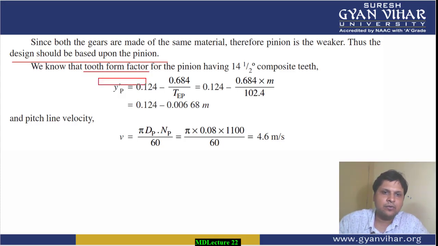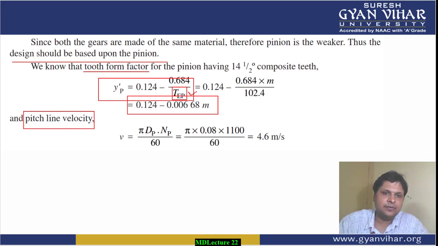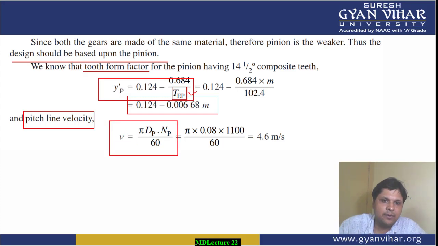The formula for calculating the tooth form factor is 0.124 minus 0.684 upon TEP. Here one thing you should keep in mind, that we will always use the equivalent number of teeth. So in this way, this is the tooth form factor for the pinion. And the pitch line velocity, how will we calculate it? We all know the formula. It is pi dn by 60. So the pitch line velocity we have calculated as 4.6.